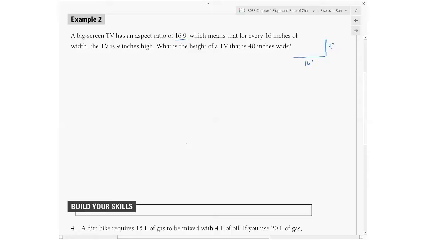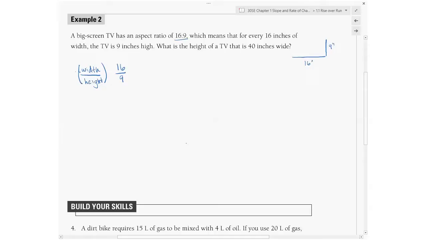So we've got 16:9. If we're going to be doing something with it, it's much more useful to have it written as 16:9. Let's just look at what this means. So 16 inches of width. So this is width. Make these a little bigger. The TV is 9 inches high, so 9 is the height.